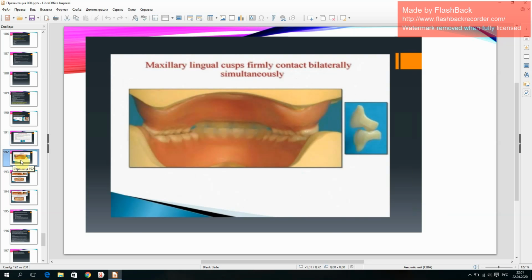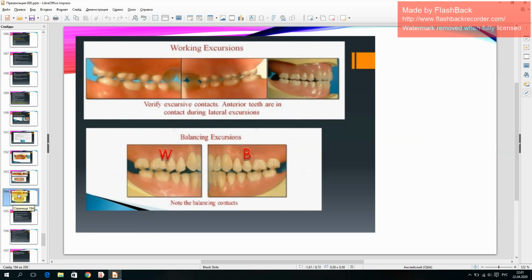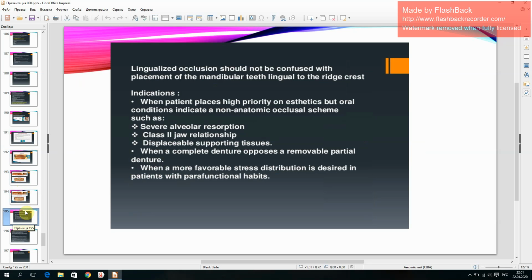Maxillary lingual cusps firmly contact bilaterally and simultaneously. Working excursion, balancing excursion. Lingualized occlusion shouldn't be confused with placement of the mandibular teeth lingual to the ridge crest.